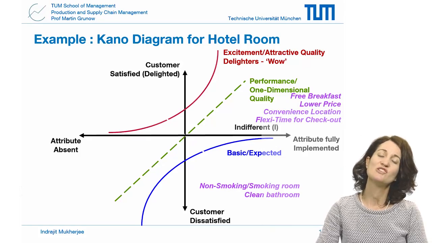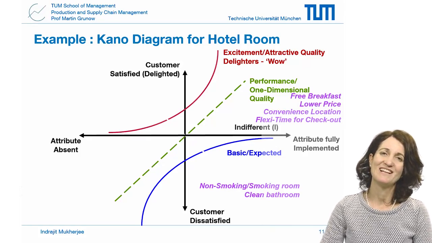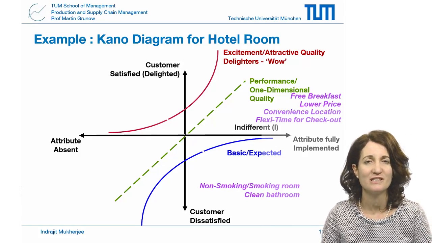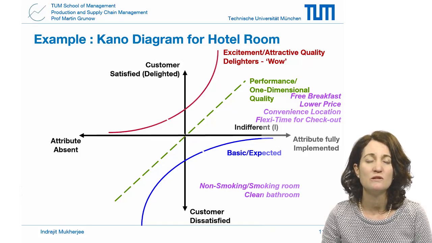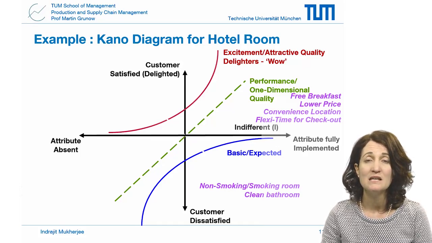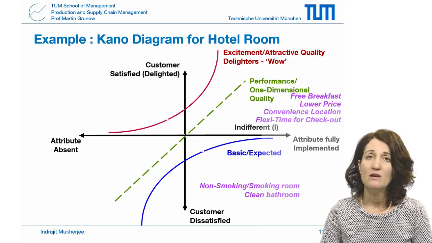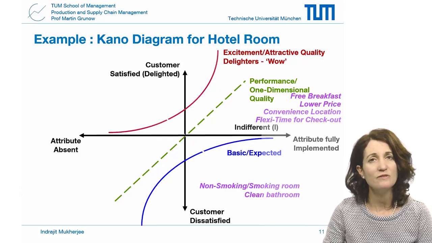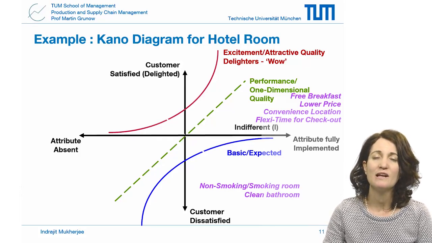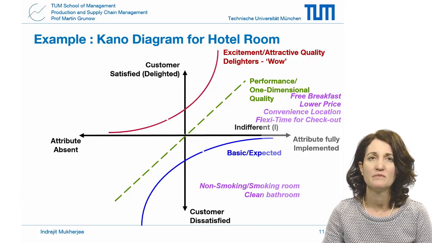Performance quality, and you see this in the hotel industry, how can they lure their customers? How can they create something that will cause the customer satisfaction to increase? Free breakfast, lower room price, convenient location, maybe checkout flexi time. All things that are not unique will not delight, but if you get a free breakfast, you're more likely to choose one hotel than another.